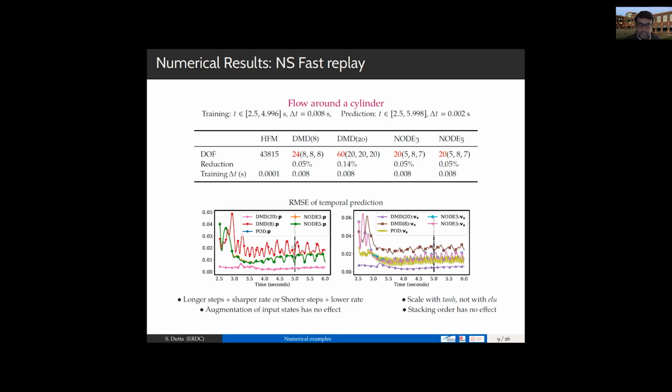And the vertical line here shows that this is the training window. 2.5 to 5 seconds is where we are predicting with a finer time step, but inside the training window. Whereas here, the error that we're seeing is actually extrapolation, where we didn't have any training data that the neural ODE model was using. And it seems to do pretty well even going outside the training window.